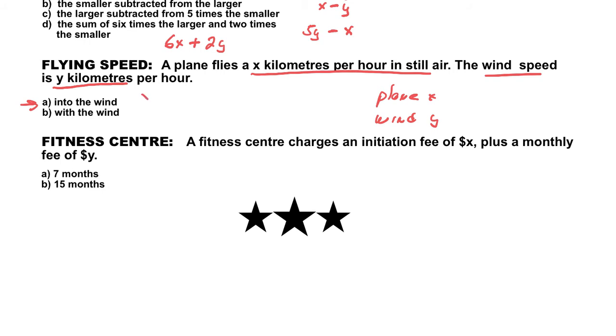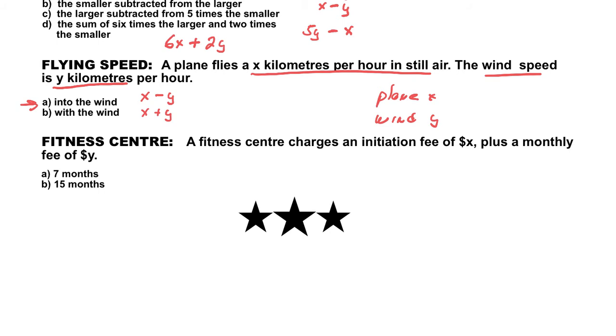So you have the speed of the wind against the plane, so you are going to subtract it from the speed of the plane. With the wind is the opposite, so you're going to add the speed of the wind to the speed of the plane so that the plane goes faster.